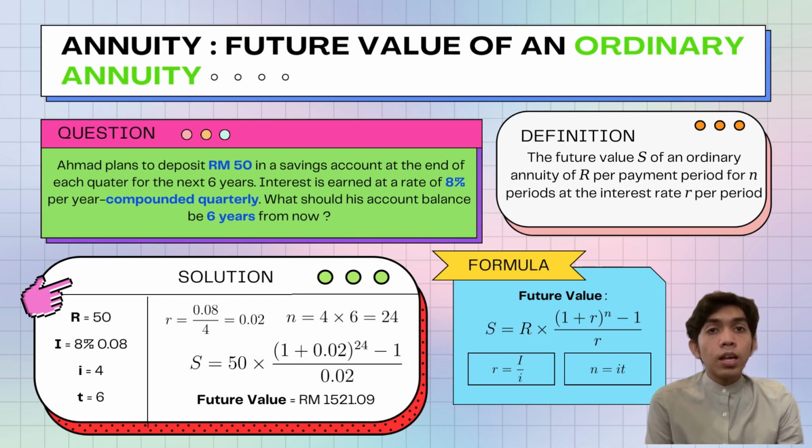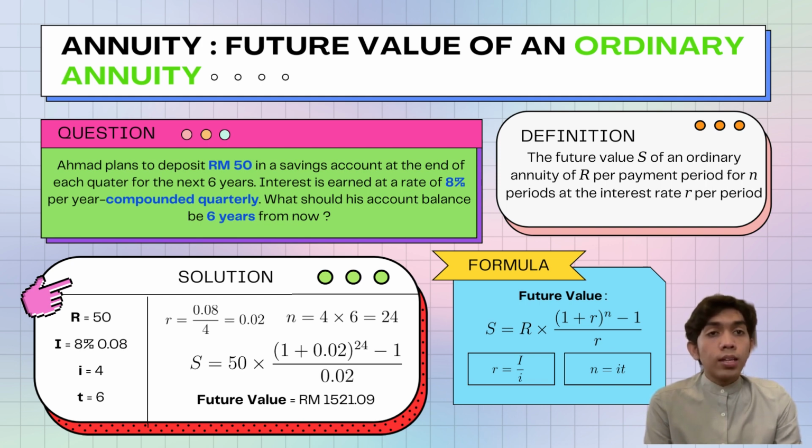Ahmad plans to deposit 50 ringgit in a savings account at the end of each quarter for the next 6 years. Interest is earned at the rate of 8% per year, compounded quarterly. What should his account balance be 6 years from now? Therefore, by looking at the question, capital R stands for 50 ringgit of the deposit. The capital I is 0.08 because the interest rate is 8%. The lowercase i is 4, which is compounded quarterly.